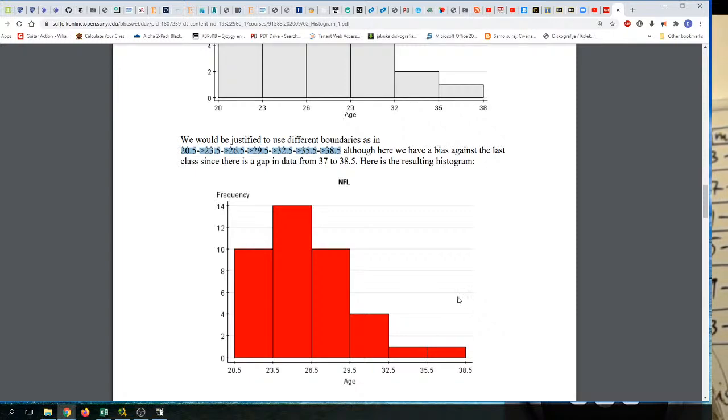Okay, so I'm starting with 20.5, which is about 0.5 less than 21. And the oldest guy is 37, while I'm ending my boundaries at 38.5. That's 1.5 past 37. So basically I'm having a slight bias. I cover more of the right side than the left side. So the 37 is well covered, and he's got a year and a half over.